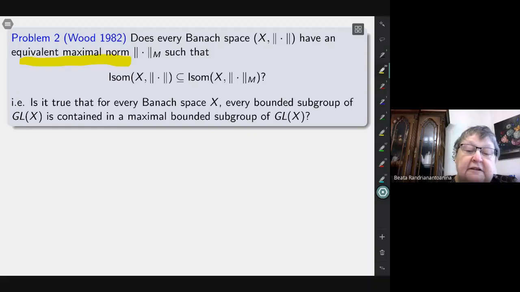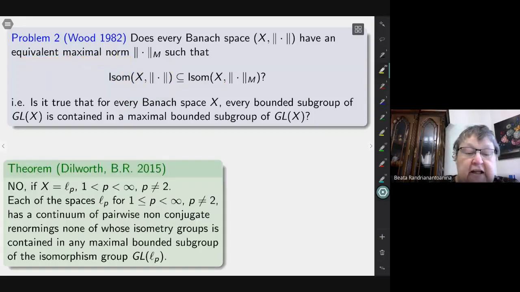And then, if we know that it does have maximal norms, does it mean that there exists a maximal norm which contains the isometry group of my norm? That every bounded subgroup is contained in a certain maximal one, provided that we know that maximal subgroups exist? And the answer to this is no in the case of little lp.